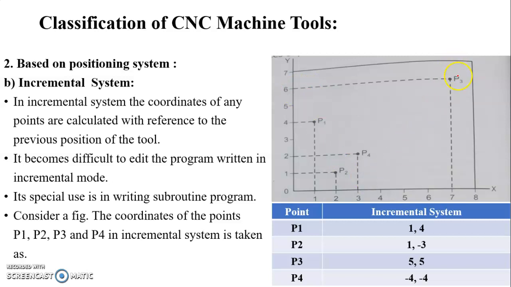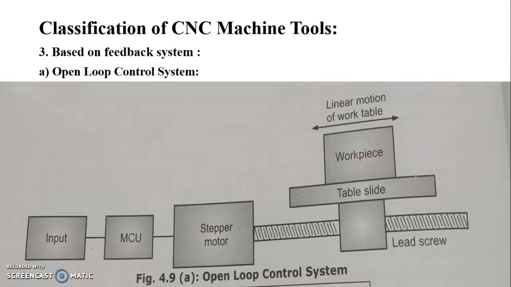Now when the tool moves from P3 to P4, the tool moves in the downward direction as well as its left-hand side direction. That's why the values at P4, that is the values of the x and y coordinates, are negative. So at point P4 the value of the x coordinate is -4 and the value of the y coordinate is -4. So this is about the incremental system.